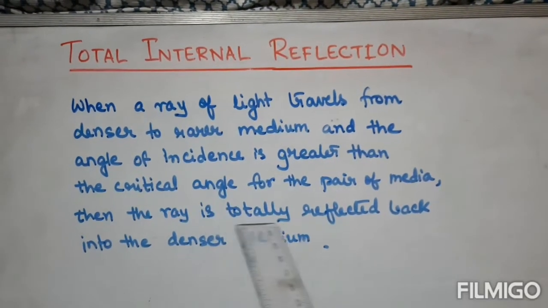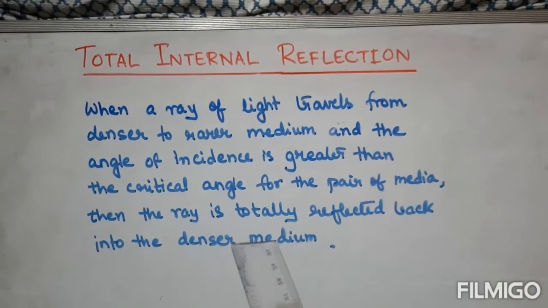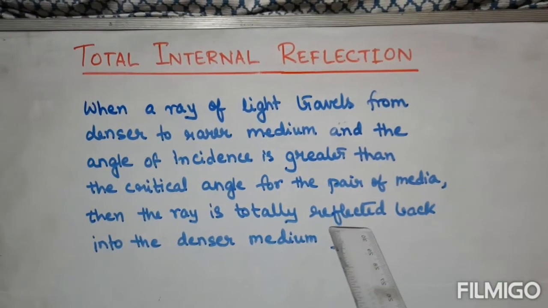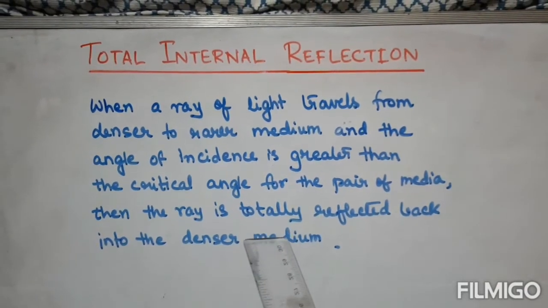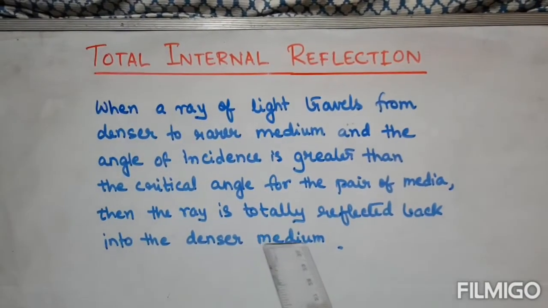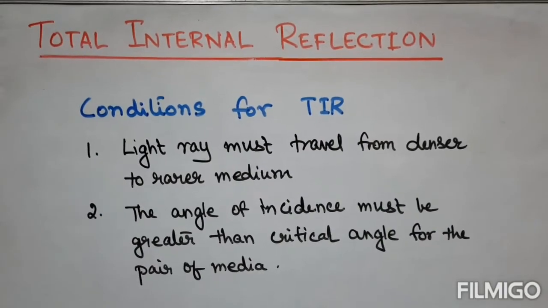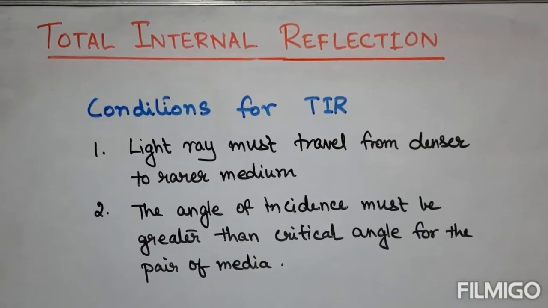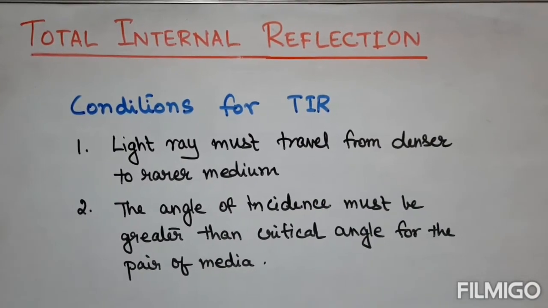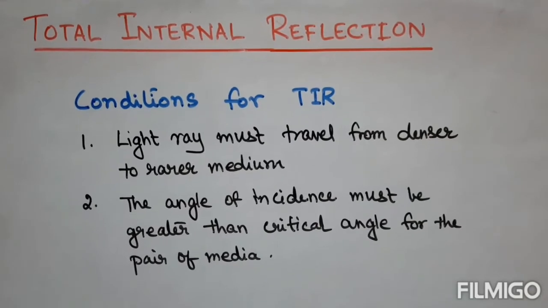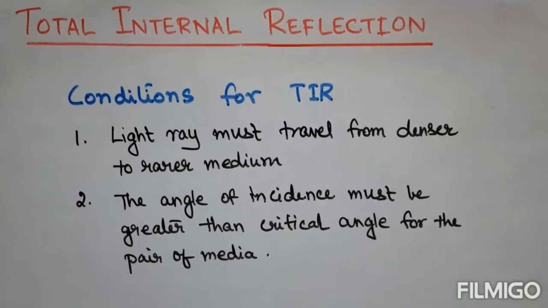Totally reflected back means 100% of the light energy is reflected back. Nothing is wasted due to absorption or refraction. Conditions for TIR or total internal reflection are: the light ray must travel from denser to rarer medium, and the angle of incidence must be greater than the critical angle for the pair of media.